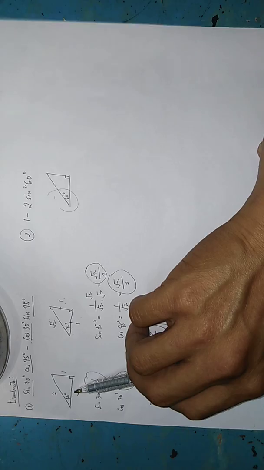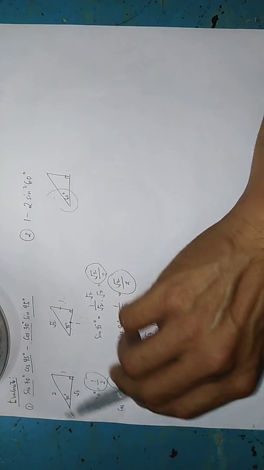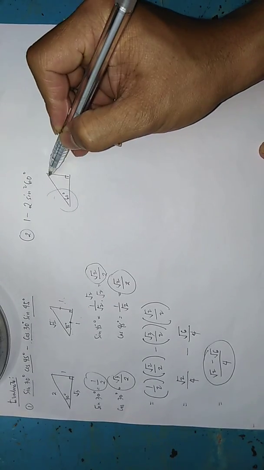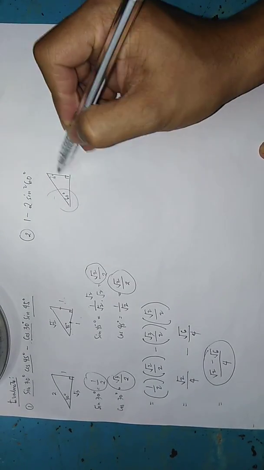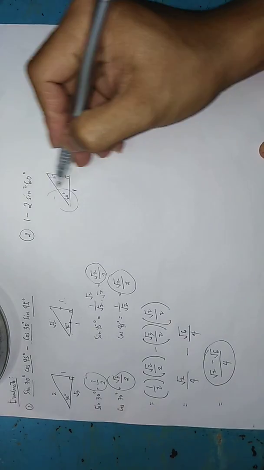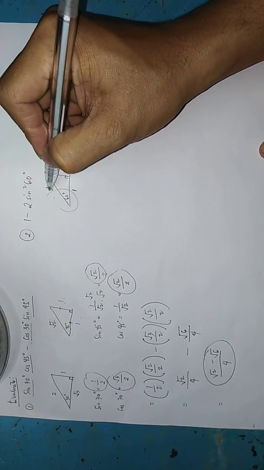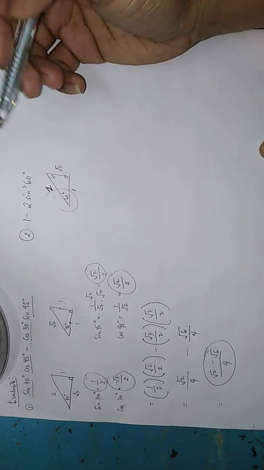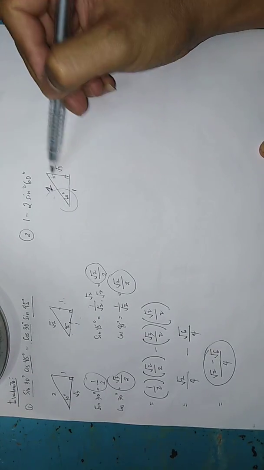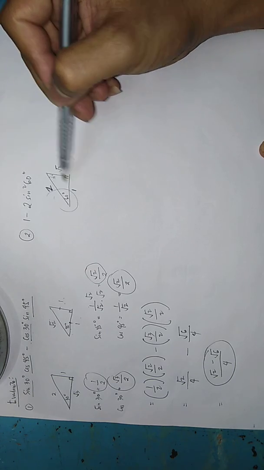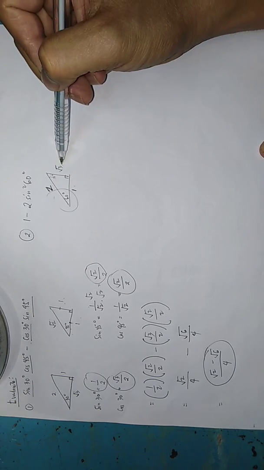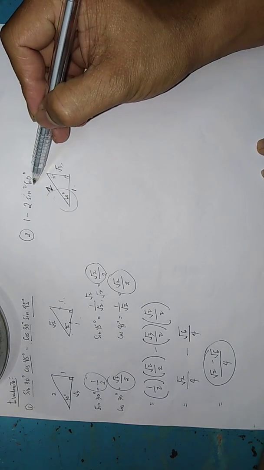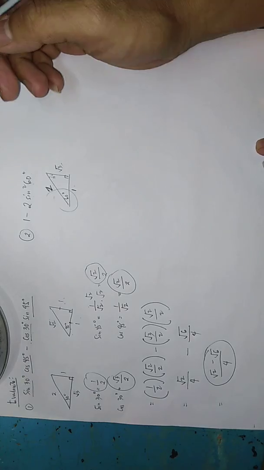Using the 30-60-90 triangle, the sides are still the same. The 1 is the opposite of 30, not of 60. The hypotenuse is 2, and the remaining side is square root of 3. 1 is the opposite of the smallest angle, 30. 2 is the hypotenuse, and the remaining side, the opposite of 60, is square root of 3. We can now solve for sine 60 degrees.